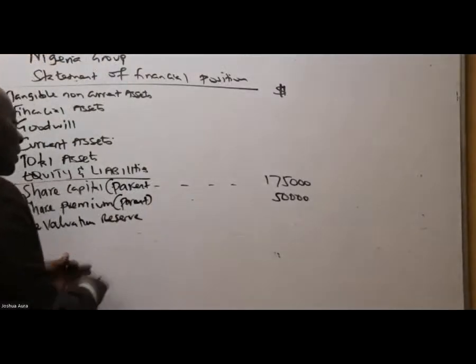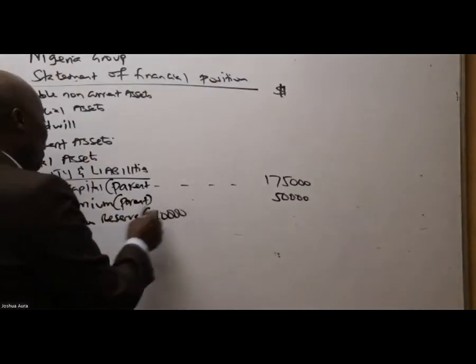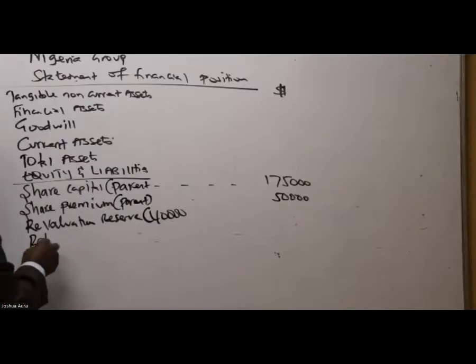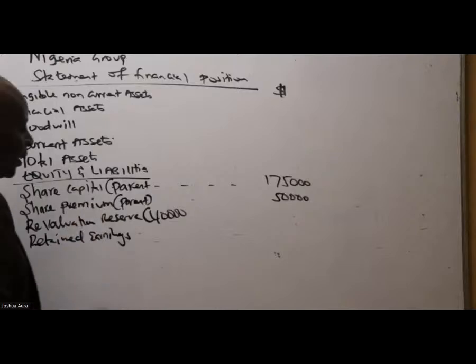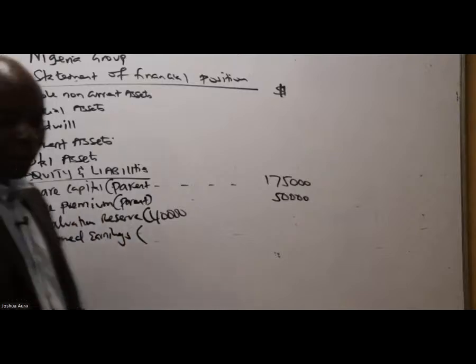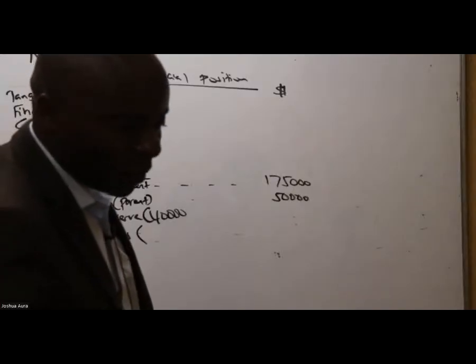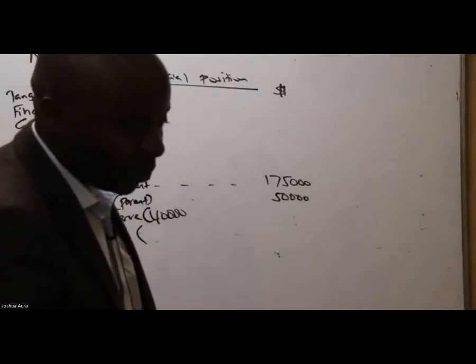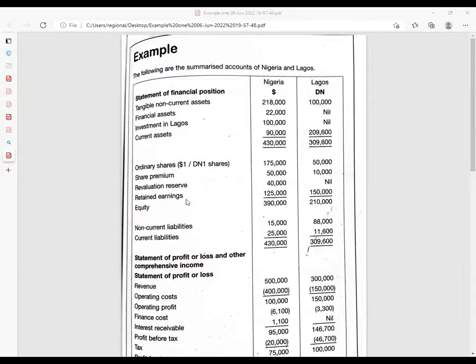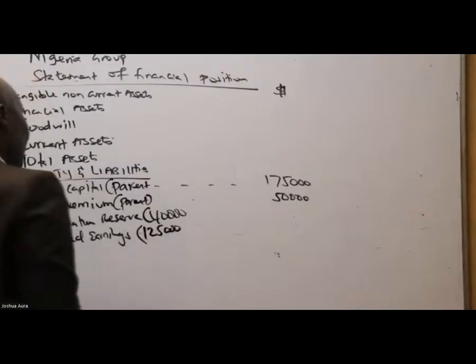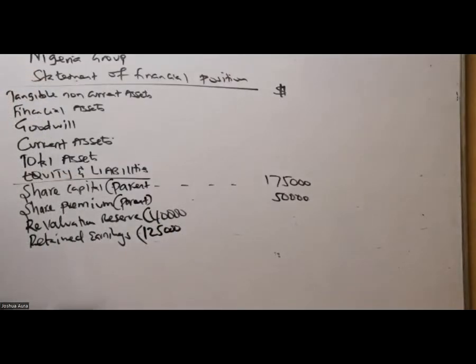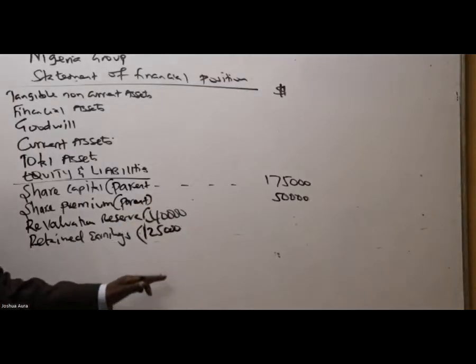This one here may need some adjustments. So we have here 40,000, just like retained earnings may need some adjustment. So you pick the one of the parent only with room for making adjustments later on with any post acquisitions. So retained earnings, 125,000, like that. I'm putting them here because later on I'll be doing some adjustments.